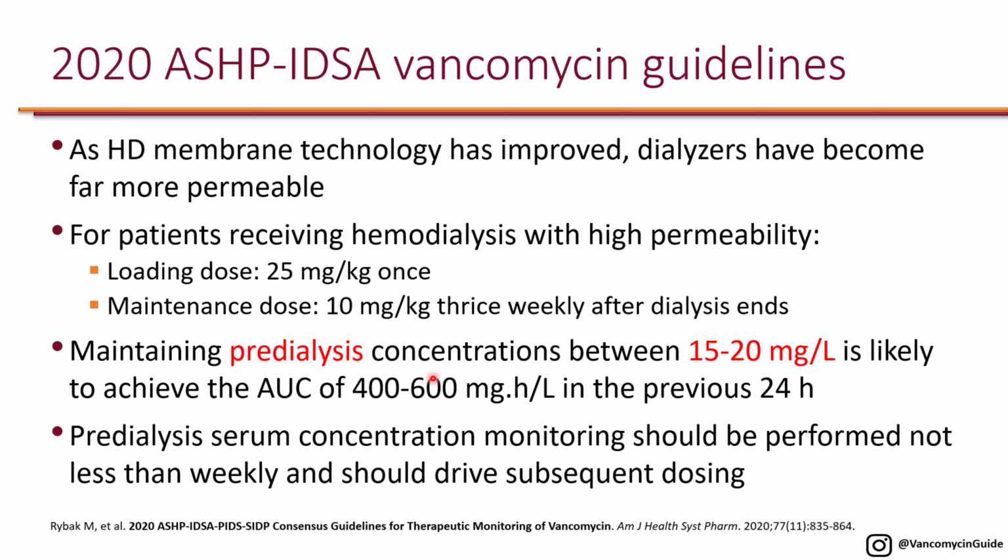As long as this pre-dialysis level, right before hemodialysis is done, is 15 to 20, it's very likely to achieve an AUC of 400 to 600 in the previous 24 hours. These dosing recommendations are just to start things. Then at least the weekly vancomycin pre-dialysis level should be driving the subsequent dosing of vancomycin.